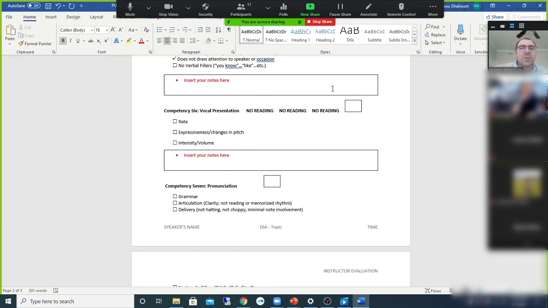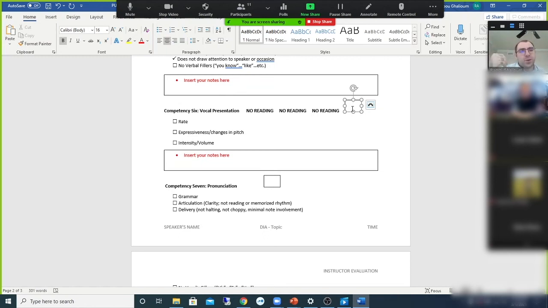Now we get into the delivery side of things. If you see at the top there, it says no reading, no reading, no reading. Again, that's directly from the paper version of the rubric. I didn't have a teleprompter. I didn't have note cards. Actually, to my detriment, I didn't have note cards because you're supposed to use note cards.